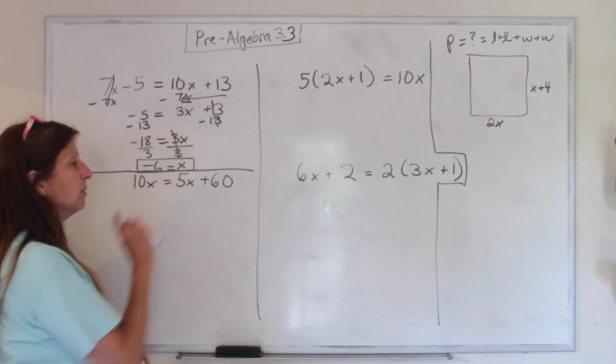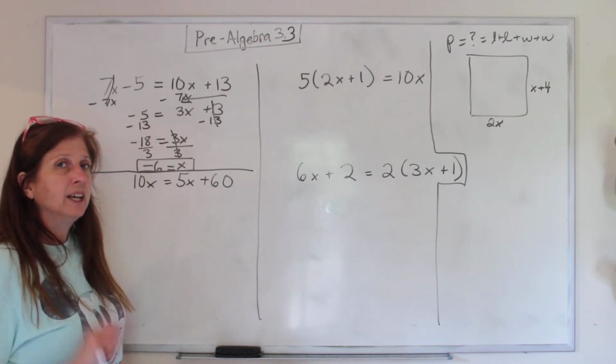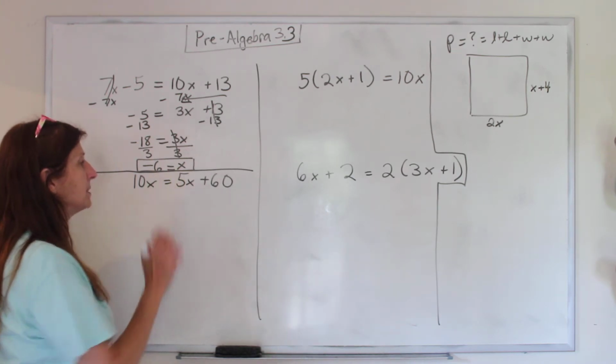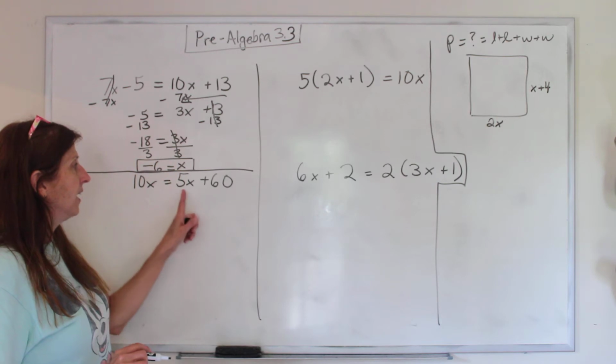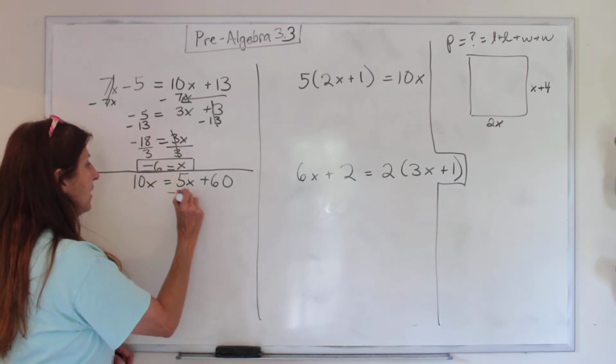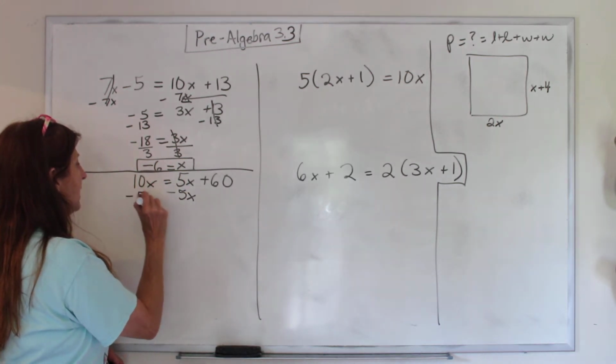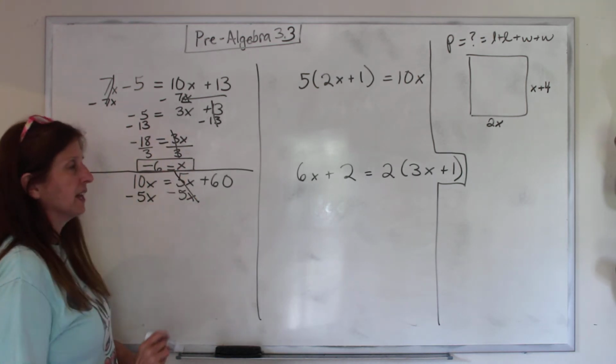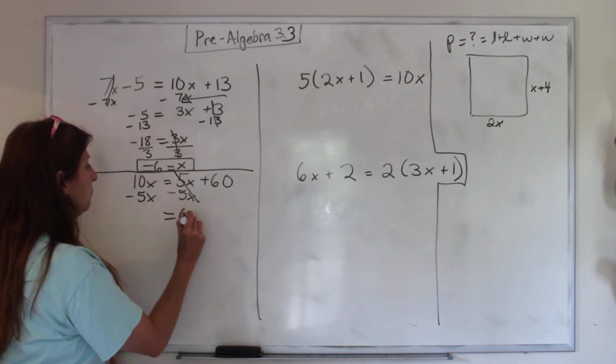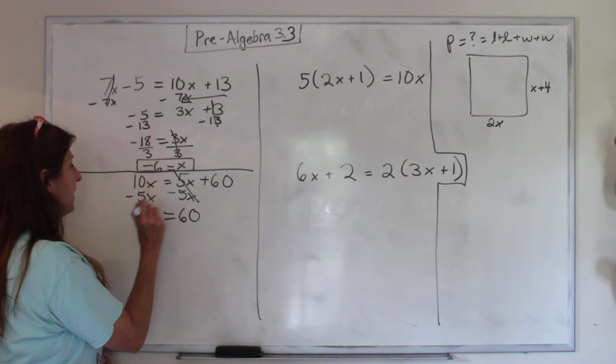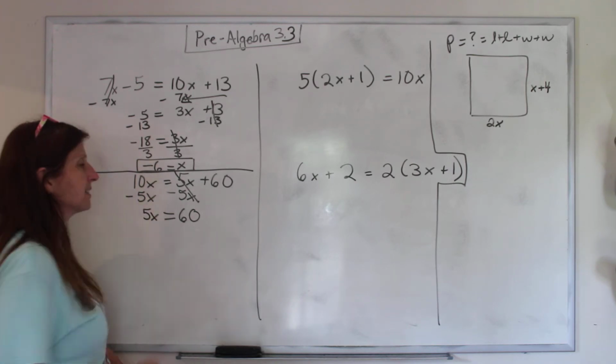Alright, so how are we going to move that 5x? By doing the opposite. What's the opposite of this positive 5x? It's minus 5x. What I do to one side, I do to the other. Those cancel out. I bring down what I didn't mess with. 10x minus 5x is 5x.